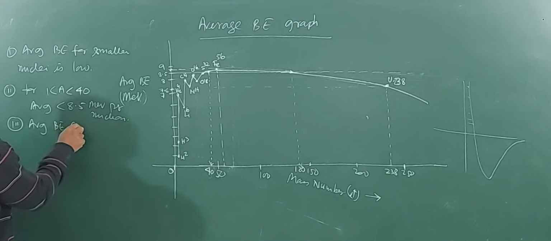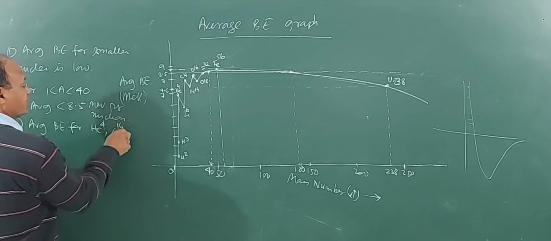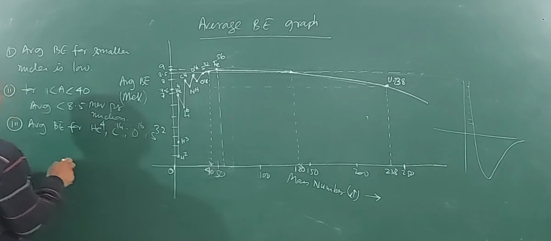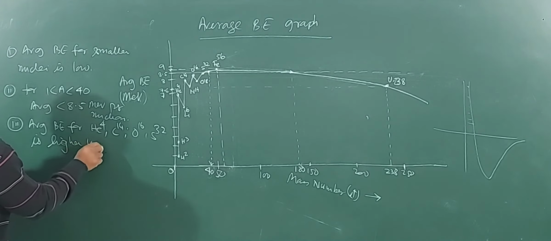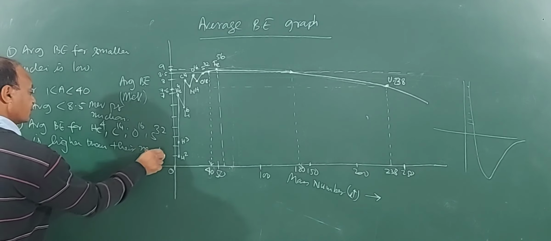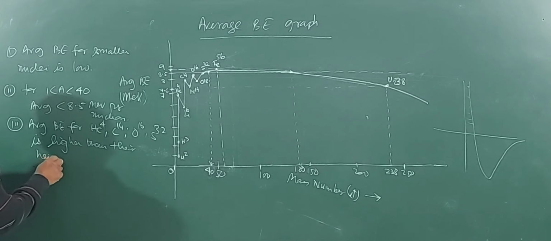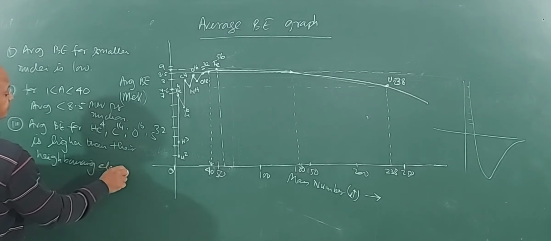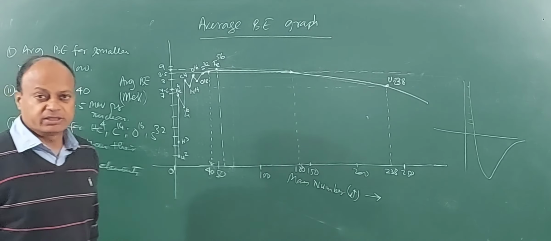average binding energy for He4, C14, O16 and H32 is higher than their neighboring elements. So what does it mean? That these nuclei are more stable compared to their neighboring nuclei. Clear?